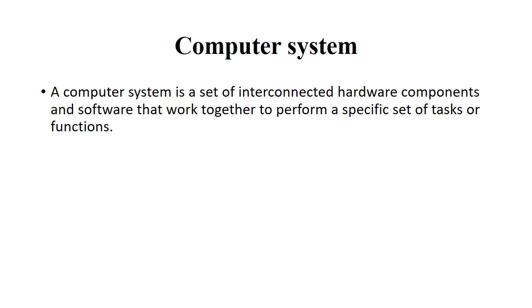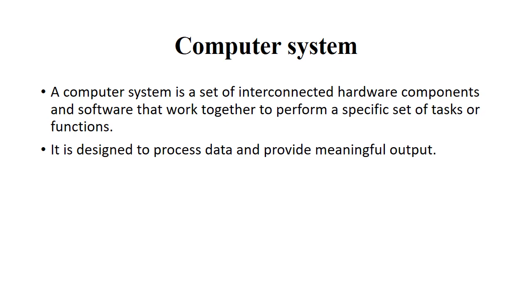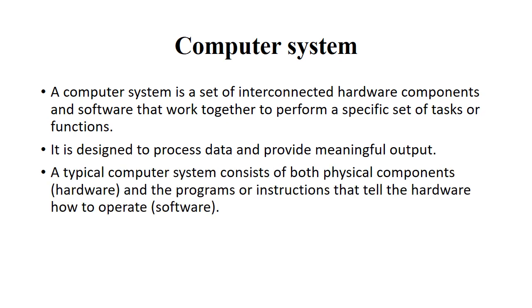So to define a computer system, we are saying a computer system is a set of interconnected hardware components and software that work together to perform a specific set of tasks or functions. It is designed to process data and provide meaningful output. A typical computer system consists of both physical parts, which is the hardware, and the program or instructions that tell the hardware how to operate, the software.